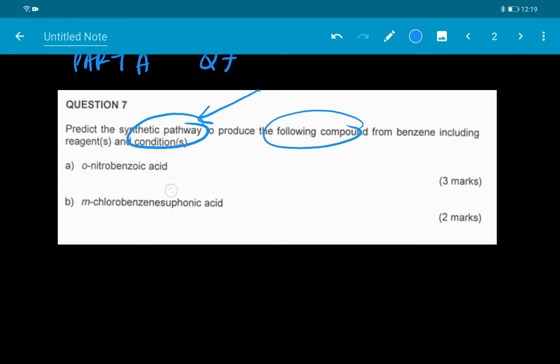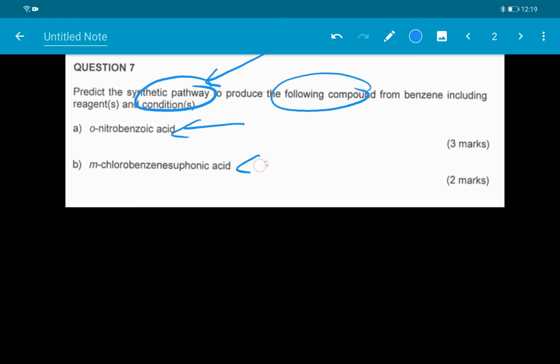So in order to answer this question, first and foremost, you should be able to draw the product that is requested by the question. Alright, the first one is ortho-nitrobenzoic acid. Let me remind you again that any attempt to name an organic compound must be based on these two guidelines. The first one is the functional group. The second one is the longest chain. Same goes with benzene. We're going to identify the parent first, and then we're going to take care of the substituent attached to it.